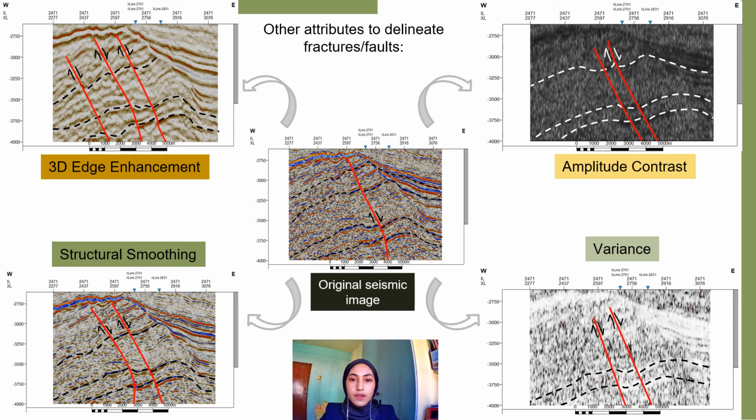However, structural smoothing and variance attributes show less distinct reflectors as compared to the 3D edge enhancement and amplitude contrast attributes, because they are designed to suppress noise in the original data, therefore losing some fine scale data, and not every discontinuity, especially small scale faults, can be identified. Therefore, it is proven that the application of attributes can reveal discontinuity of seismic traces. Therefore, we are able to characterize and identify the presence of faults in our study area.